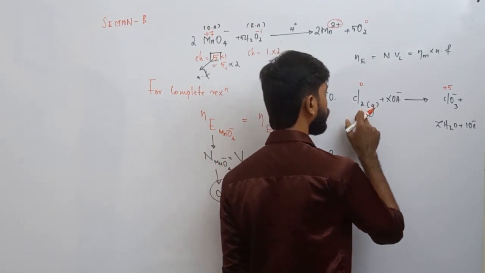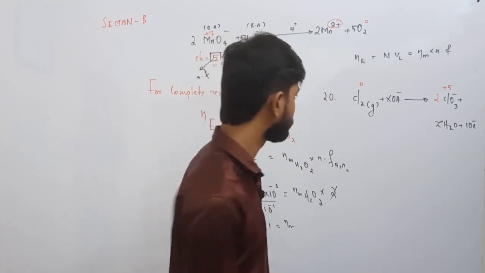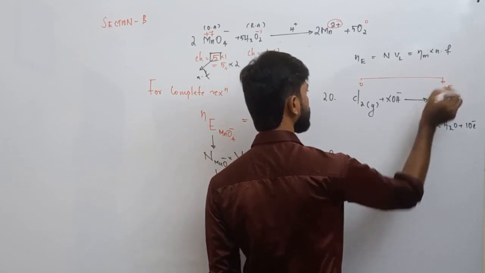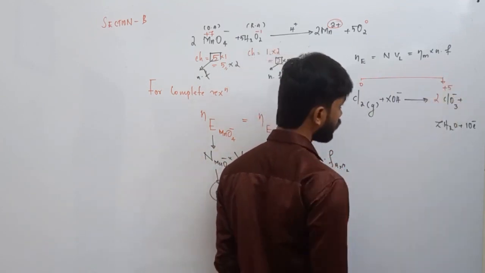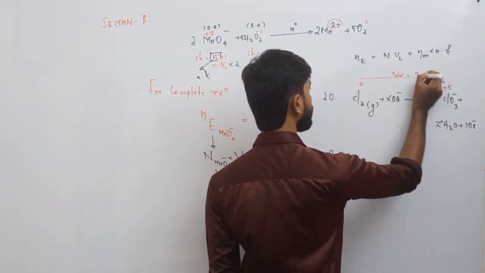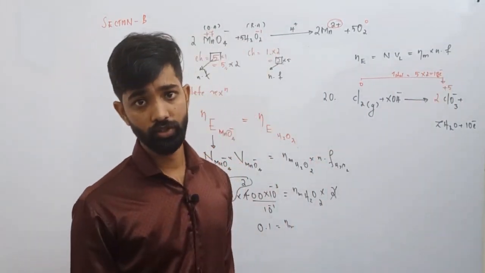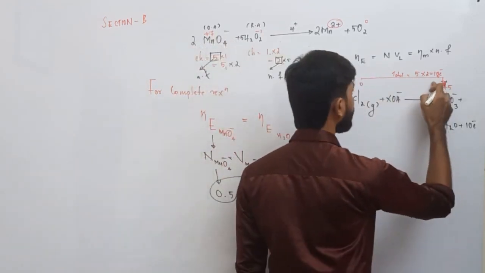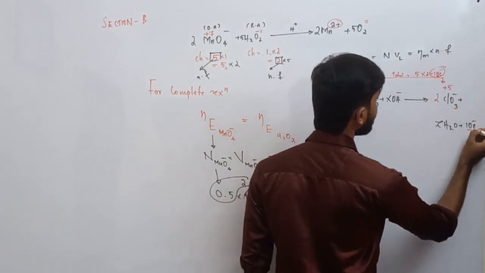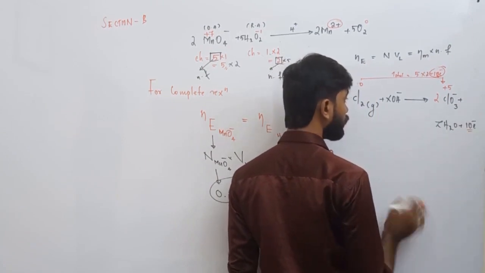So here we have 2 chlorine, so 2 here. So you know how to balance an oxidation half. Total change in electron is 5 for 1 atom into number of atoms 2. So this is simply a balancing of oxidation half. 0 to plus 5, so with 2 atoms, total electrons lost is 10, and those 10 electrons you have to add on the right side.